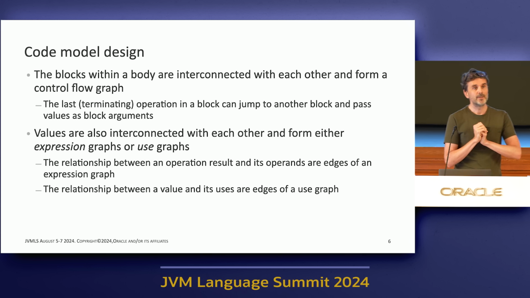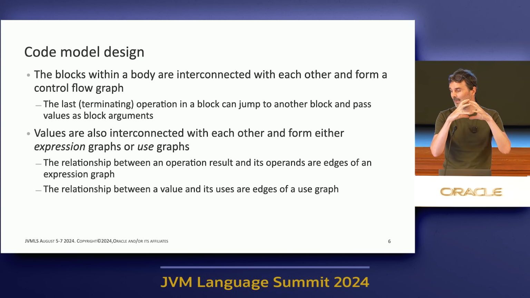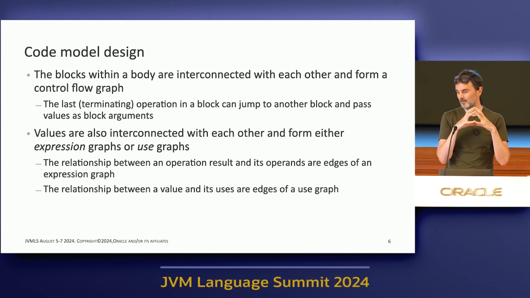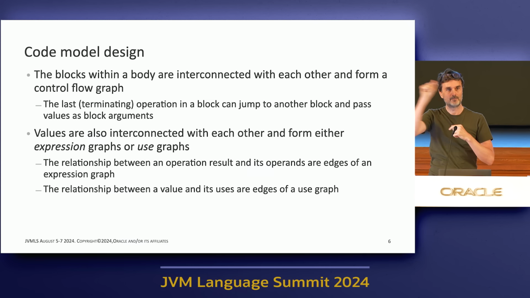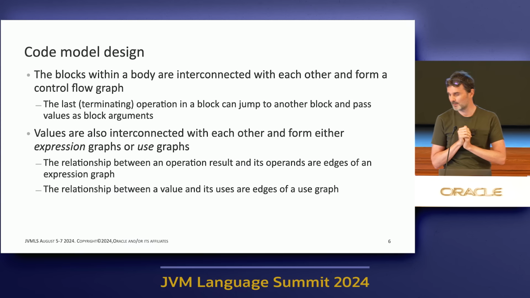So the blocks in the body form an interconnected graph that we call a control flow graph. The last operation in a block can jump to another block within the same body, and that forms your graph. And that should be familiar to compiler developers as well.